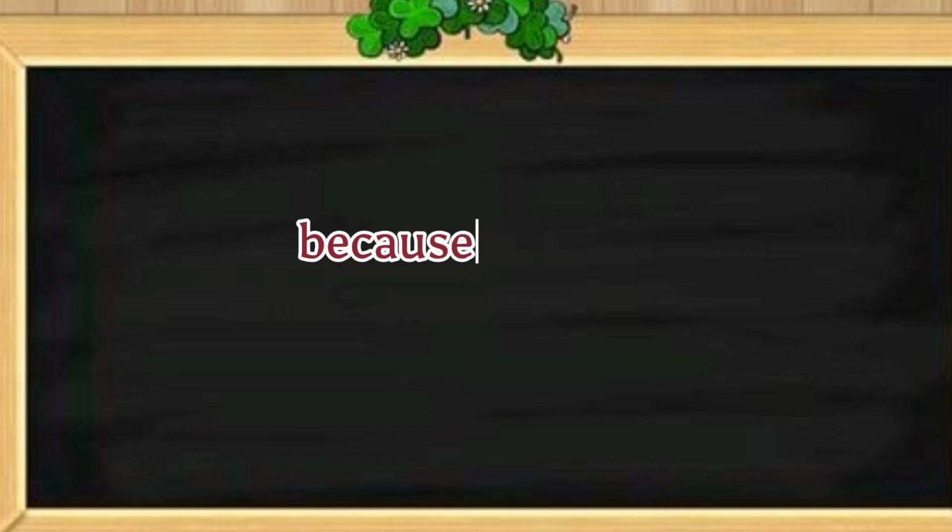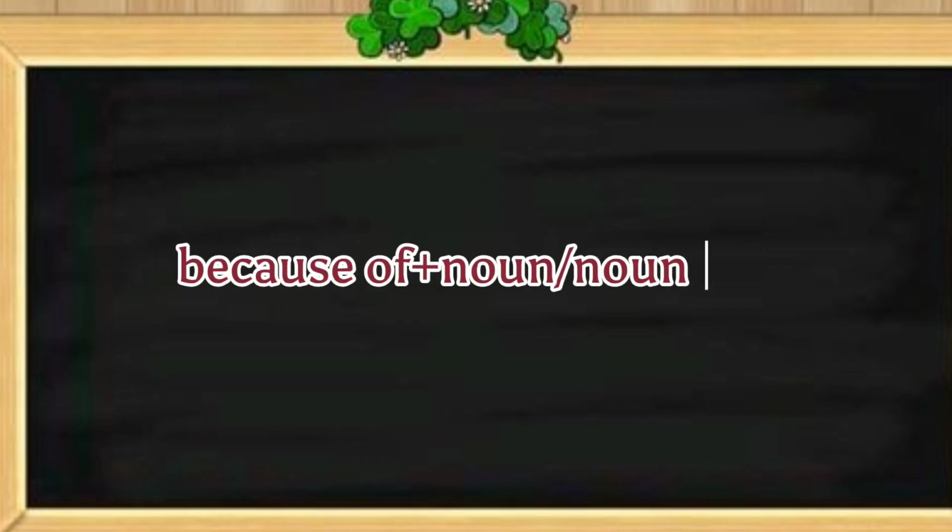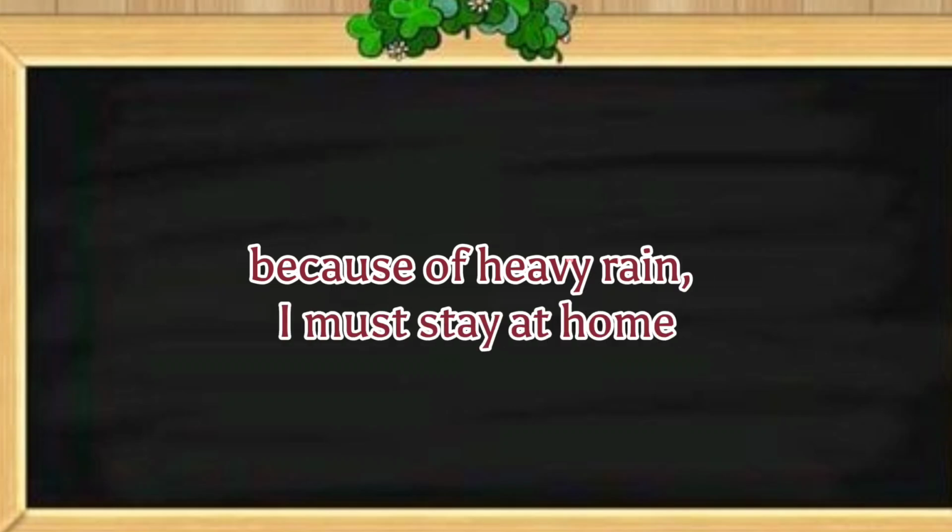After "because" we use a sentence, while "because of" is followed by a noun or a noun phrase. Now let's see it. Because of heavy rain, I must stay at home. As I said, after "because of," "owing to," and "due to," what should we use? Right, a noun phrase or a noun. Look at this sentence. "Because of" is followed by "heavy rain."